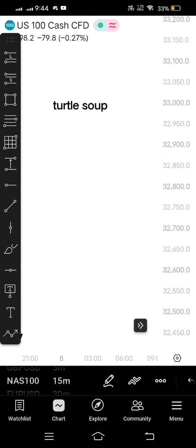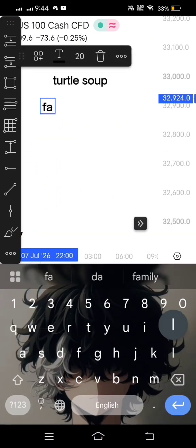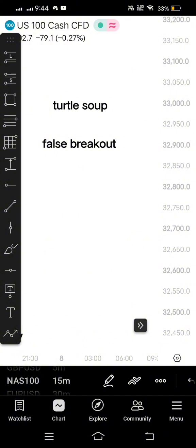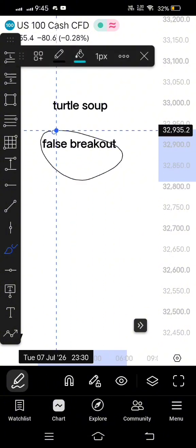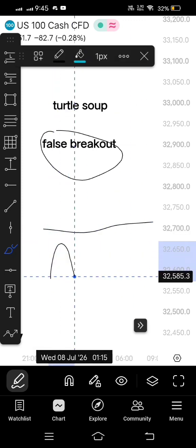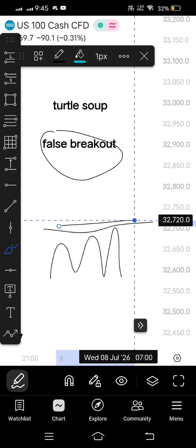So let's start with what turtle soup is. Turtle soup is simply a false breakout. What does a false breakout mean? For example, you have a resistance here, and there are stop losses of retail traders holding above the resistance.